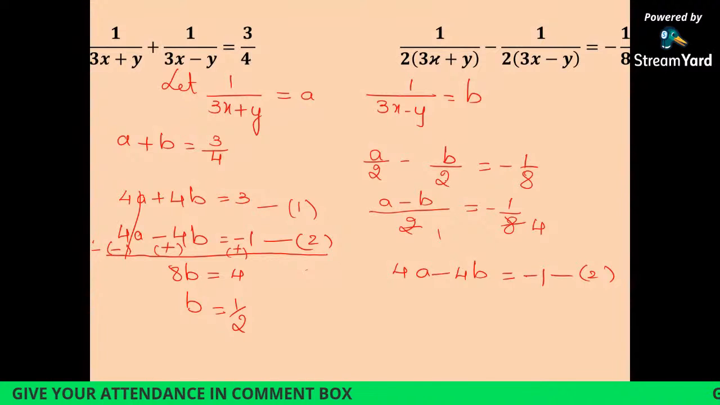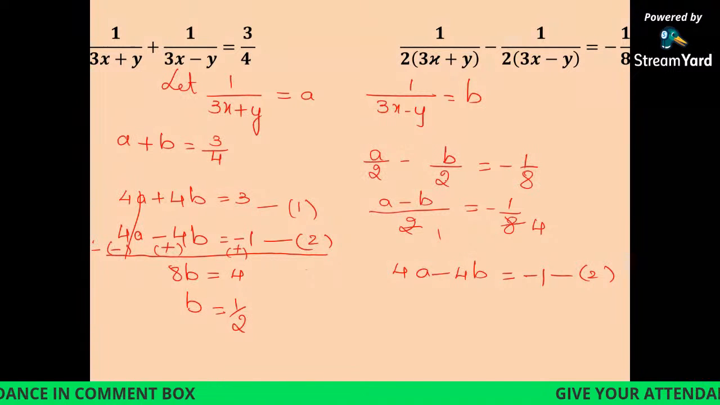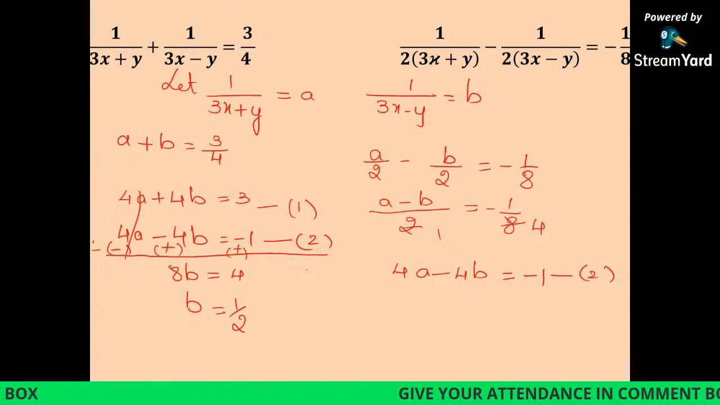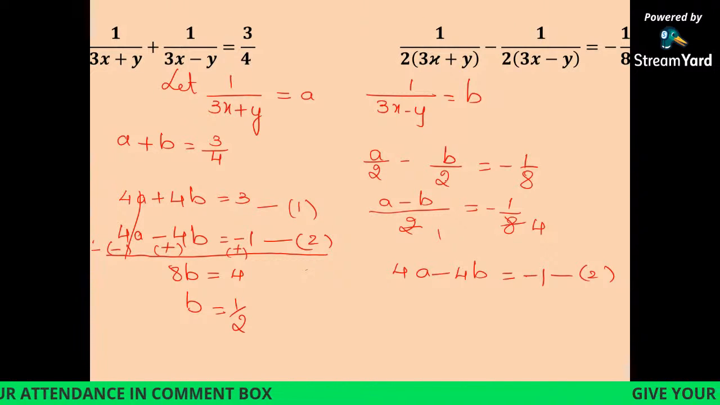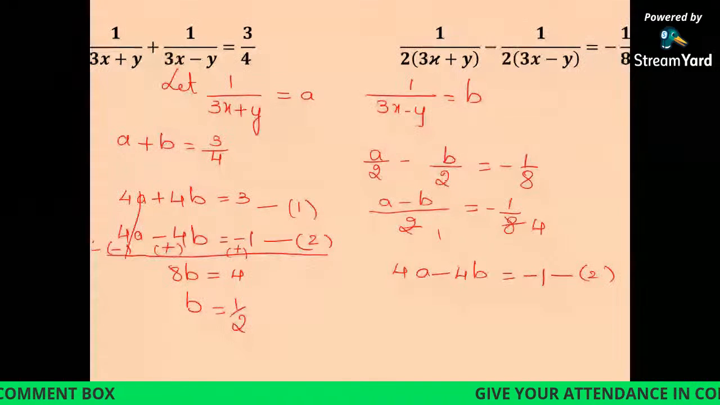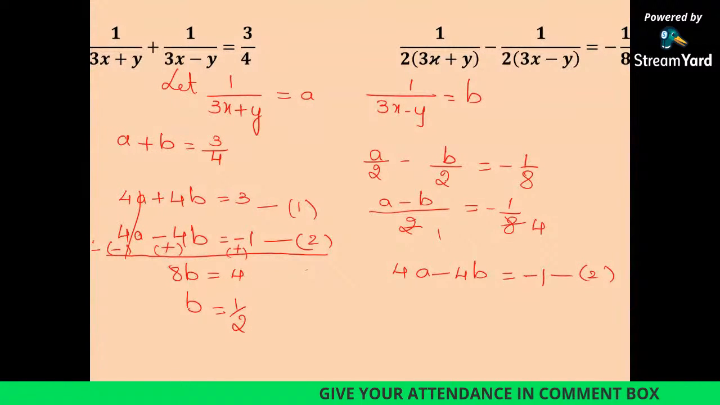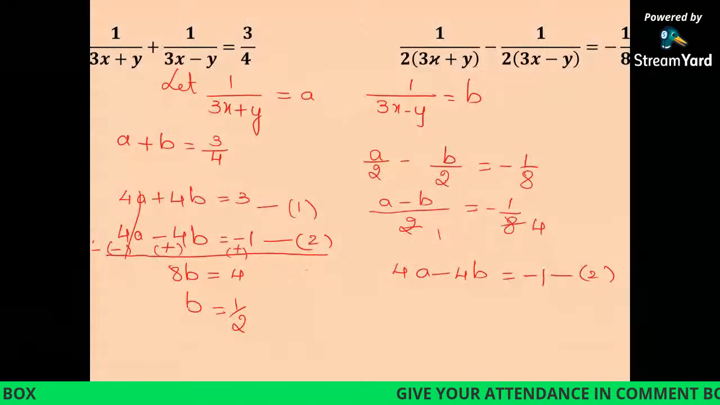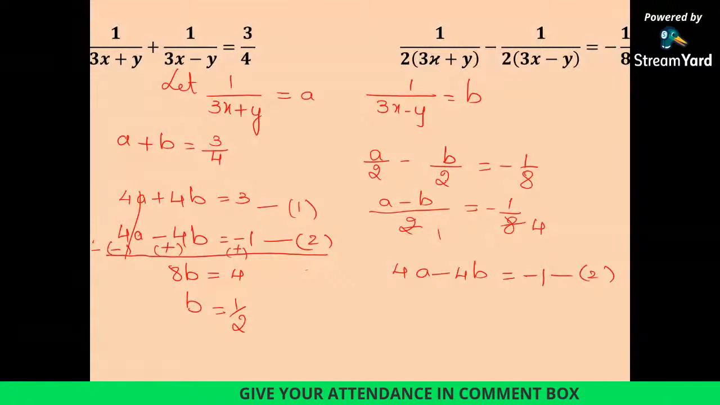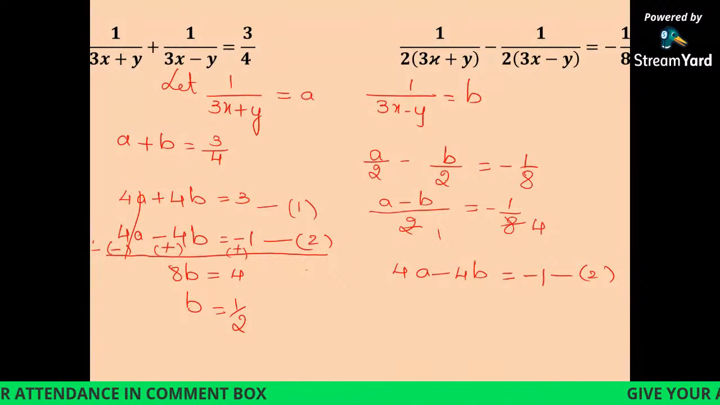Yes, see here. The question was 1 by (3x plus y) plus 1 by (3x minus y) is equal to 3 by 4, and 1 divided by 2 into (3x plus y) minus 1 divided by 2 into (3x minus y) is equal to minus 1 by 8, right? For that one we made a consideration. Let 1 by (3x plus y) be equal to a and 1 by (3x minus y) be equal to b.